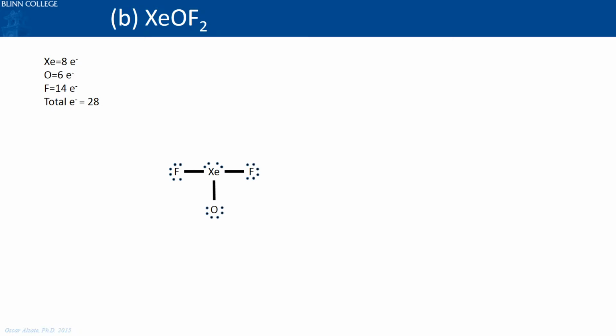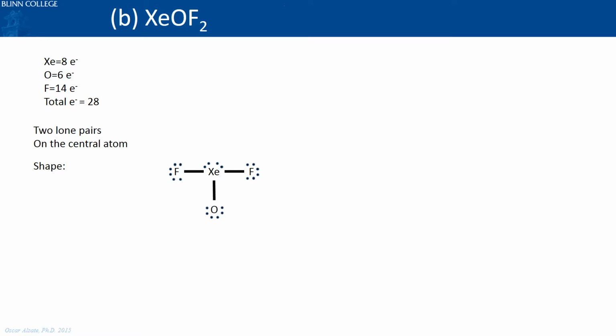We must complete octets, so 6 must go around both of the fluorines as well as the oxygen, leaving us with 2 left over. And since there are 2 sets of lone pairs left over, they will go on our central atom. Because xenon is in a period lower than the third period, it has an extended valence shell, meaning it can have more than 8 electrons in its outer shell. And as we've already said, there are 2 sets of lone pairs on this central atom.